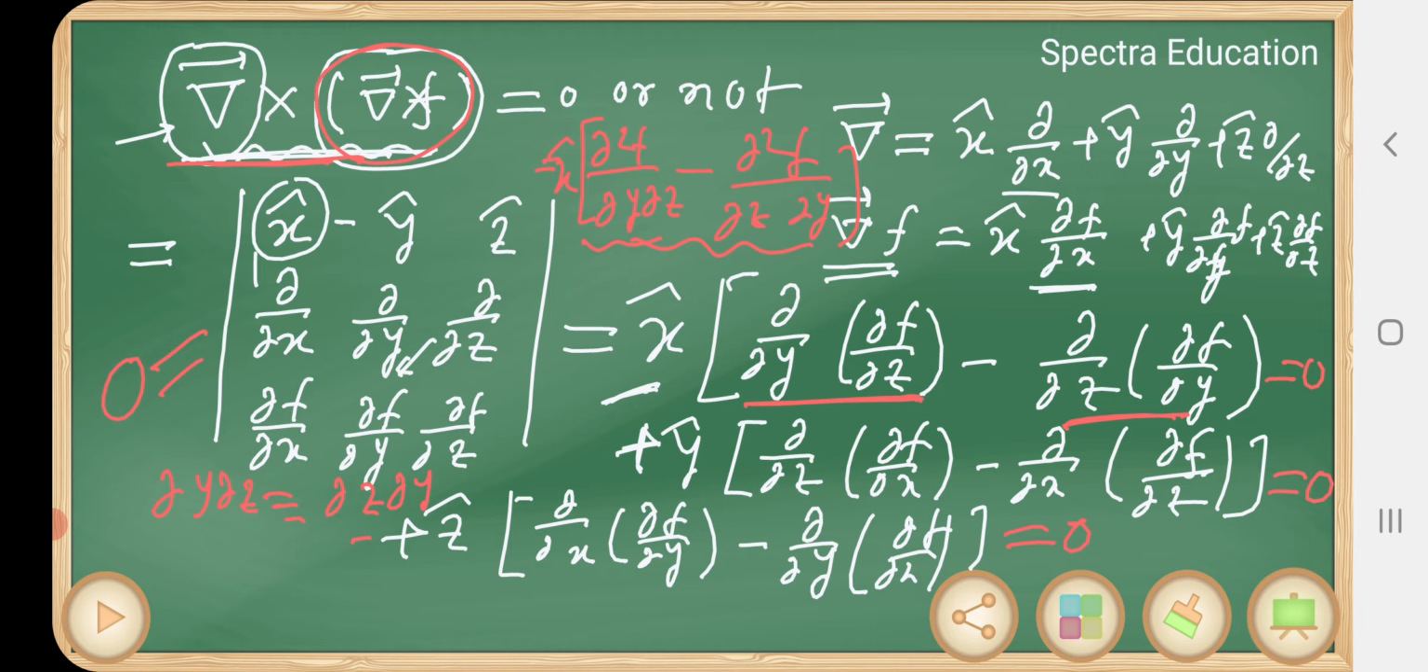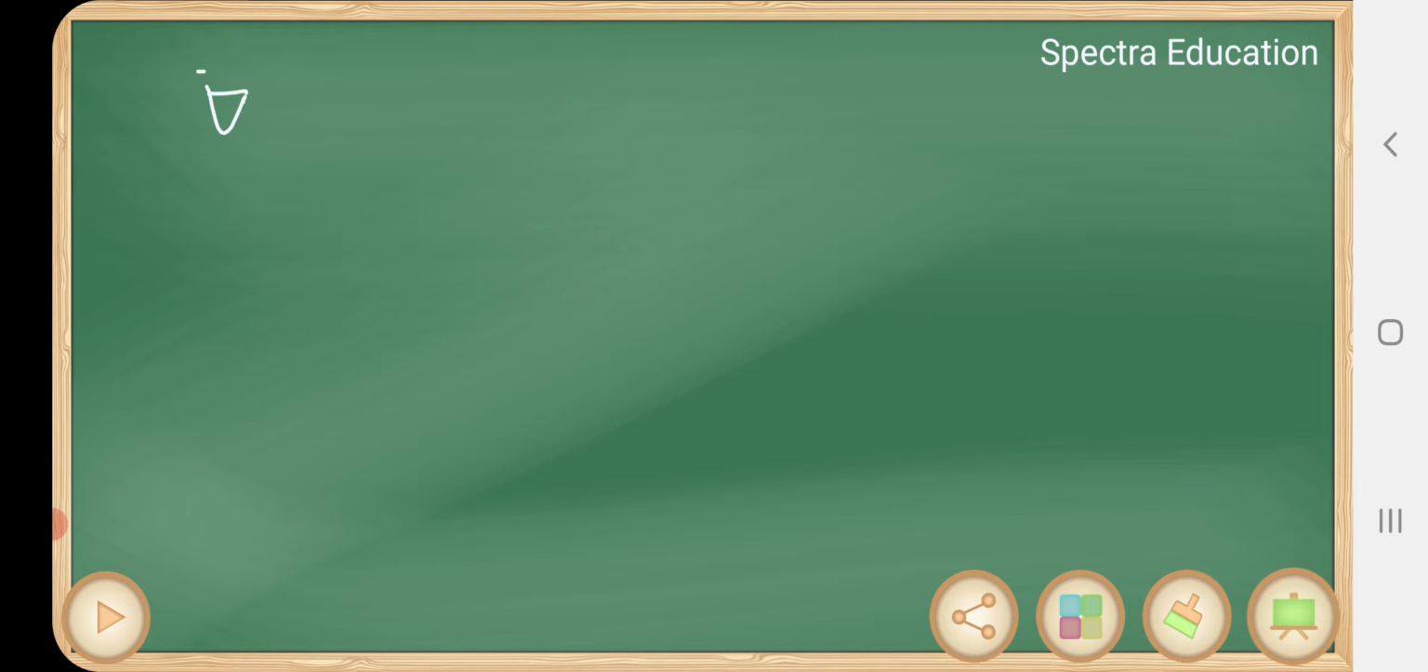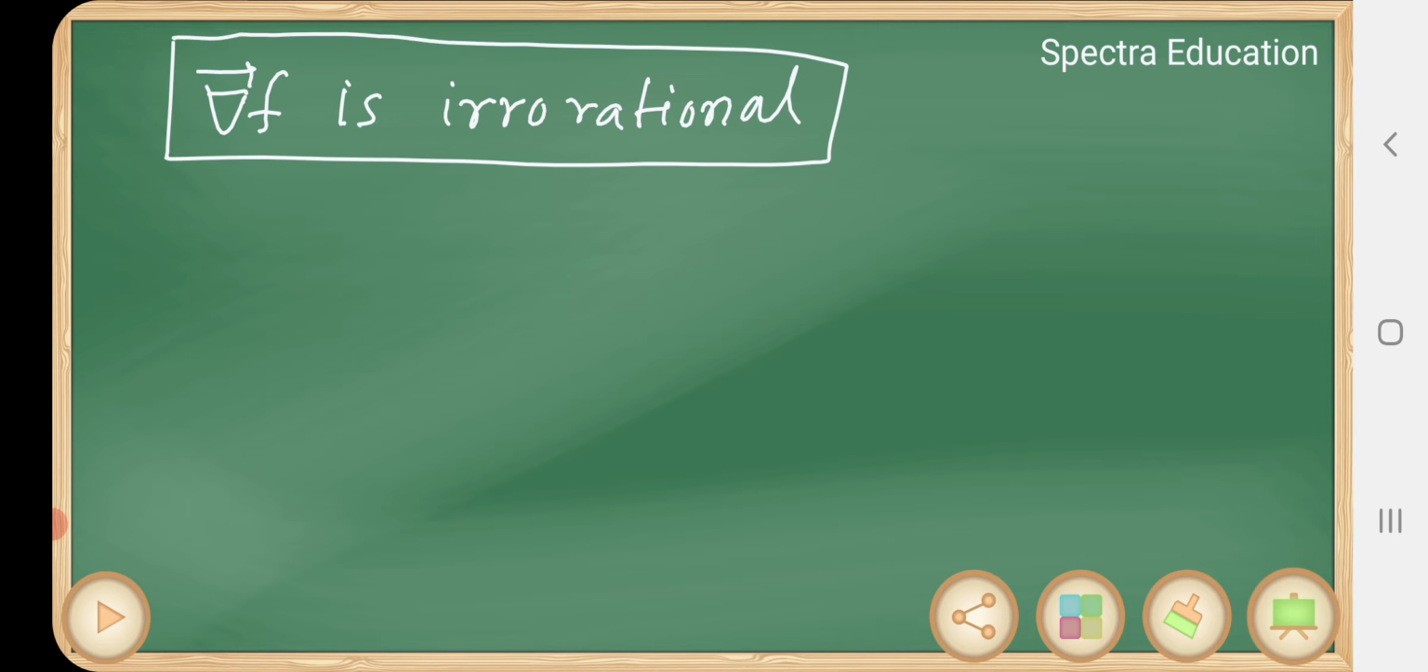As we know, if the curl of any vector field is 0, then we can say that this vector field is irrotational. And here also we get that it is 0. So from that we can say this gradient of f is irrotational. So the first point is proved.